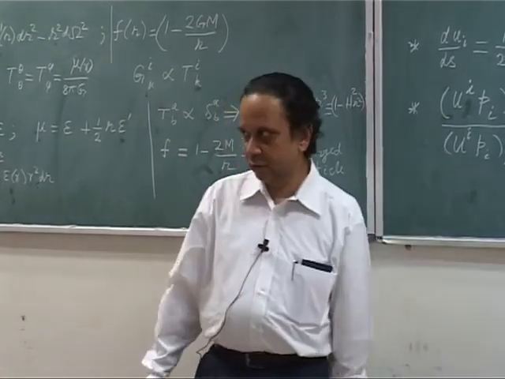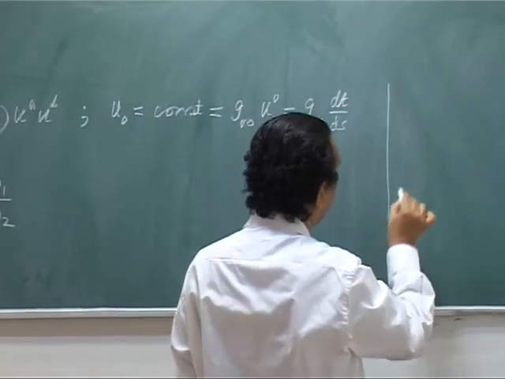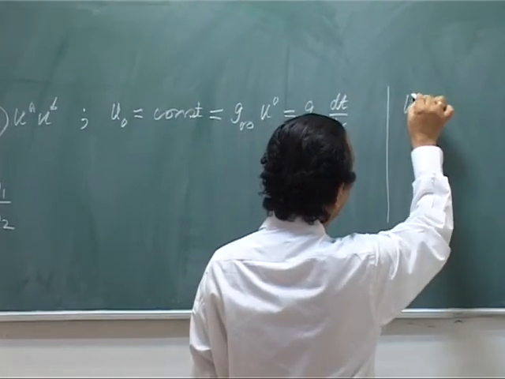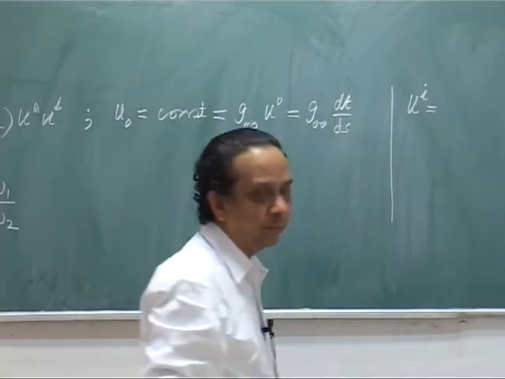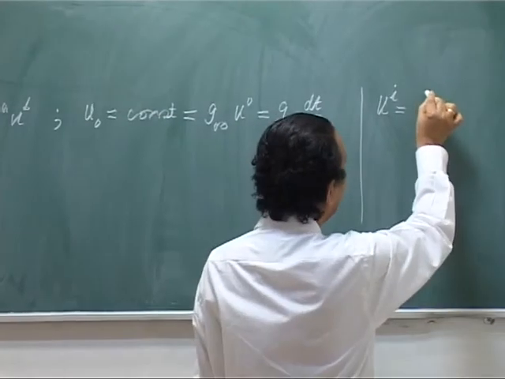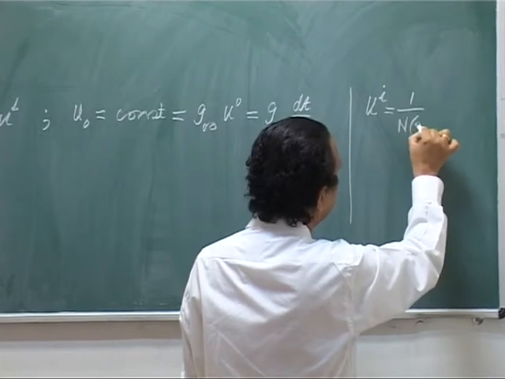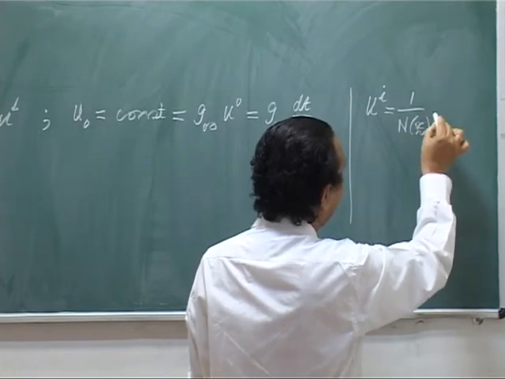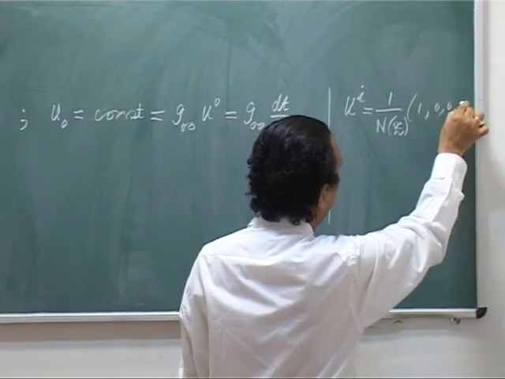Now what are these? So first of all I need to know what this capital U^i is. So capital U^i is the four-velocity of an observer located at some point, and there is a conventional way of writing it. So I will write it like that and then I will explain. This is written as 1 upon N of spatial coordinate x, 1, 0, 0, 0.